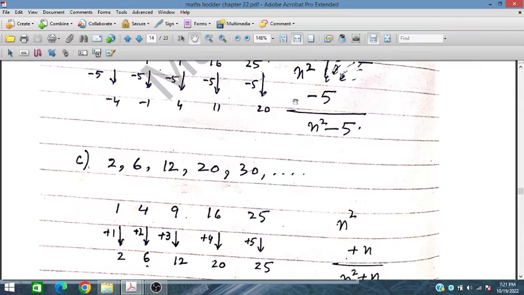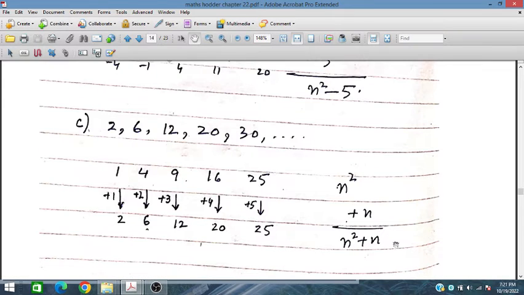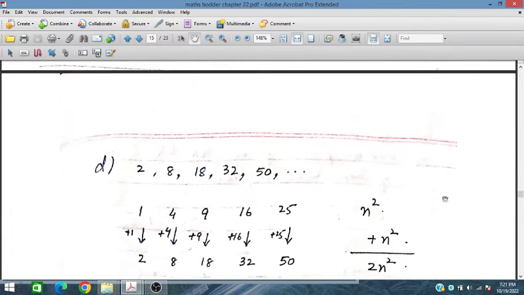In the last term, it was always constant: minus 5, minus 5, minus 5. But here, the number is increasing. So n is 1, 2, 3, 4. So this is n. The nth term would be n square plus n. So this is very important.